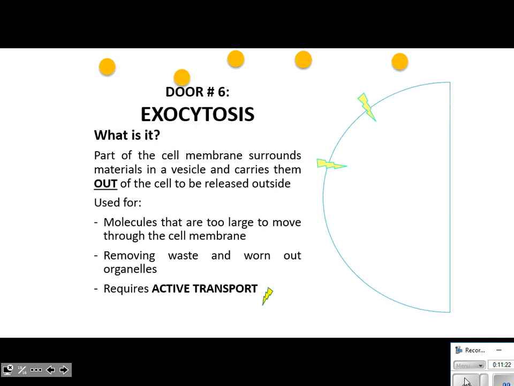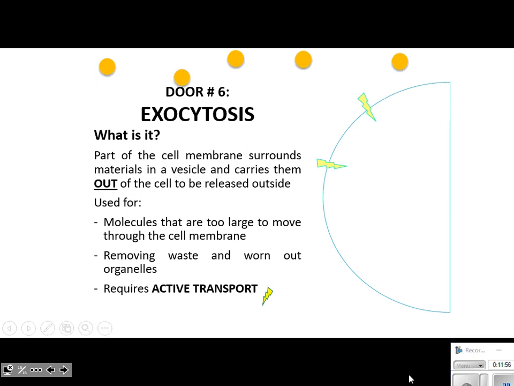All right? Now, it removes waste and other worn out organelles from the cell. So this is a way that, we say that we could store waste in a vacuole. Maybe the vacuole has a vesicle that carries this stuff out to the cell membrane, and through exocytosis, it leaves the cell. Once again, this whole process requires energy, so it is active transport.